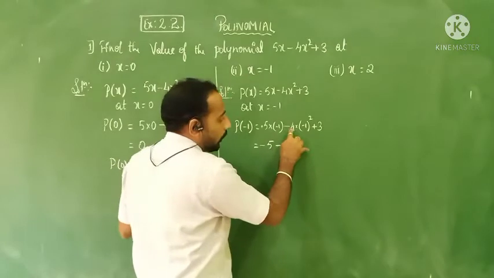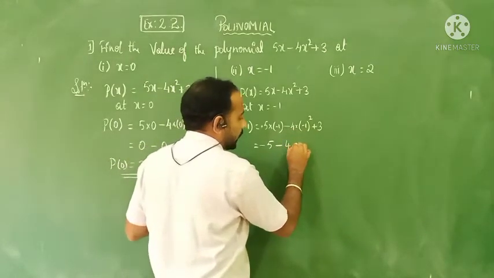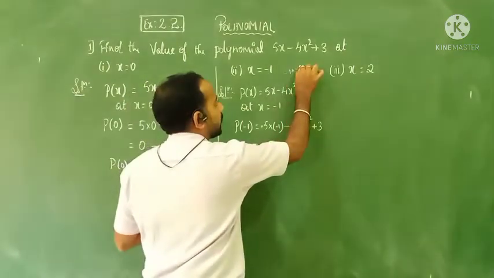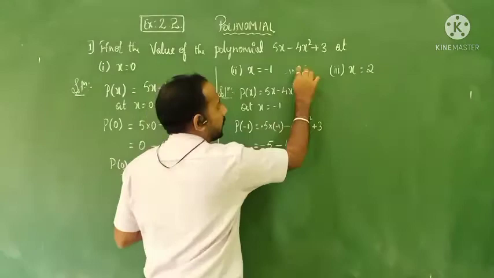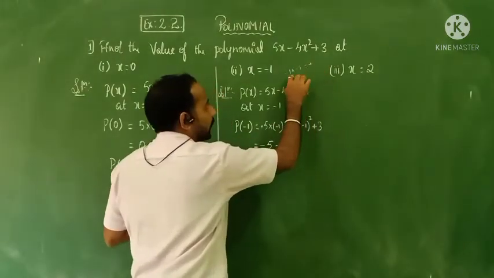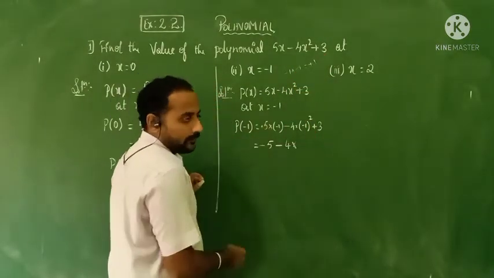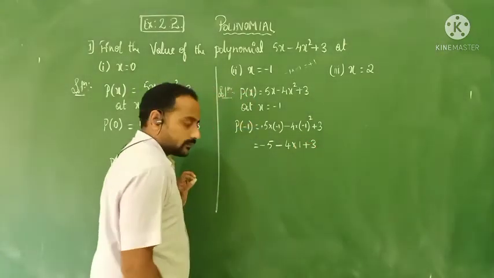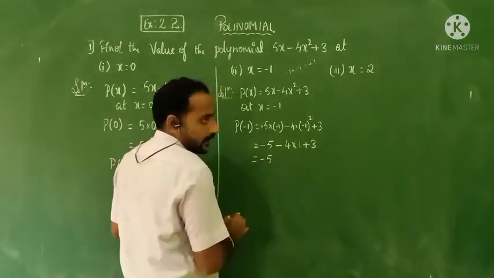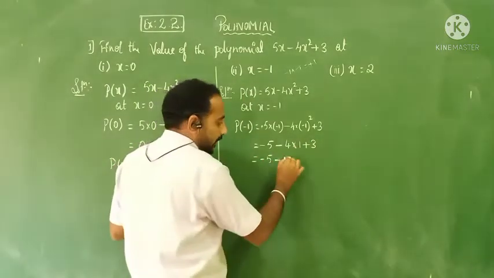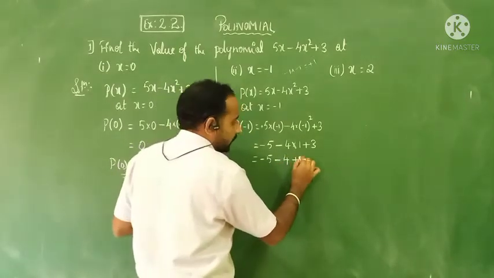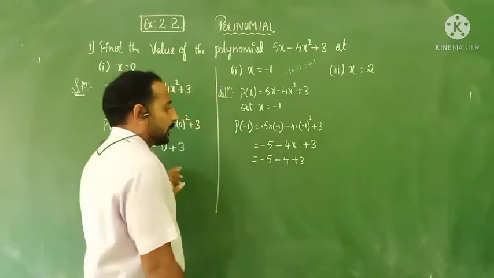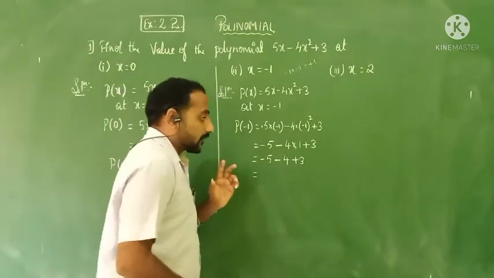5 into 1 is 5. Next, minus 4 into minus 1 whole square. Minus 1 whole square means minus 1 into minus 1. Minus into minus is plus. 1 into 1 is 1, plus 3. Minus 5 as it is, you write. Minus 4 into 1 is 4, plus 3. First, always you should multiply. Now observe carefully.